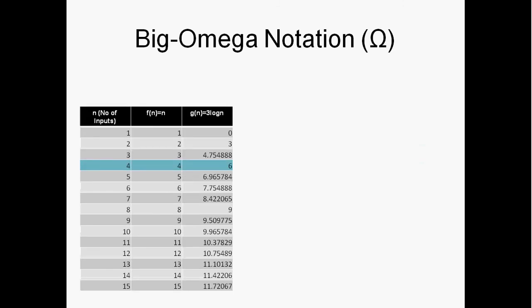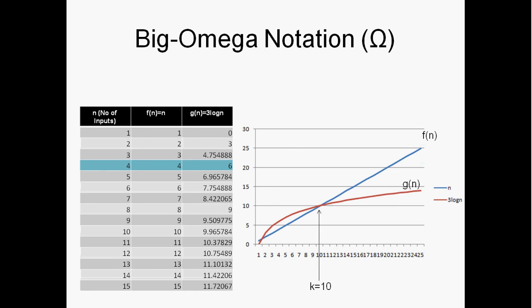The same way, if you go for the big omega notation, there is not much difference if you learn the single notation. So here are two different functions, function f and function g. Function f is just n and g is 3 log n. Okay, now see the graph here.